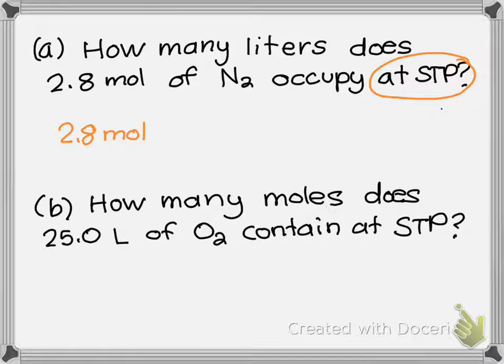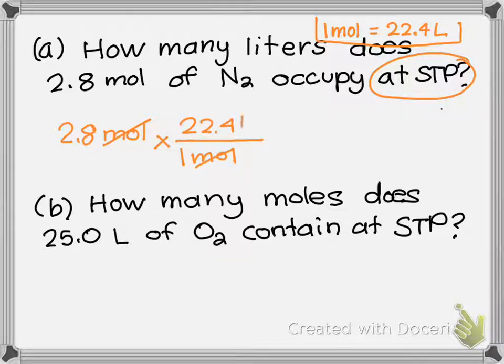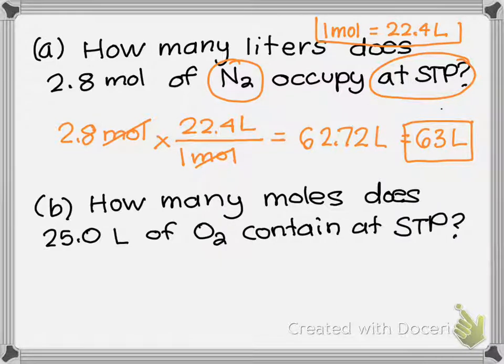So in my mind, when I see at STP, I know that 1 mole of any gas or mixture of gases is 22.4 liters. Remember, anytime we have an equality, we can use it to make a conversion from one unit to another. So I'm going to use this. I will put the 1 mole on the bottom so it cancels, and the 22.4 liters on the top. So if I have 2.8 moles of any gas at STP, I can determine I get 62.72 liters, so that would be 63 liters of gas. And this says nitrogen, but this is true for any gas.